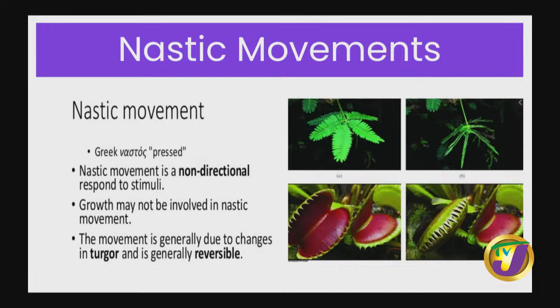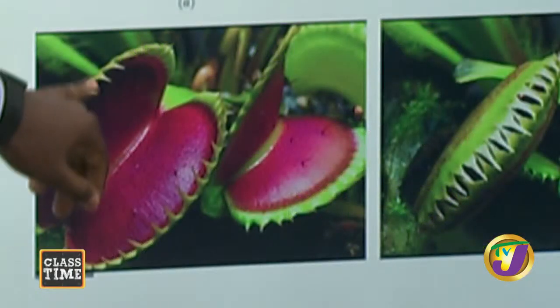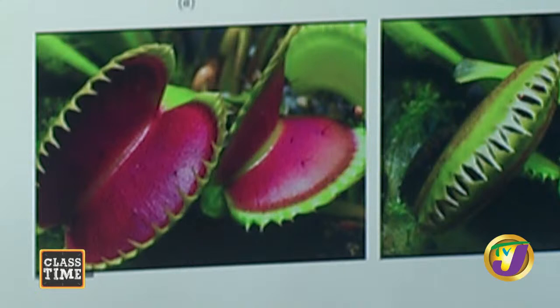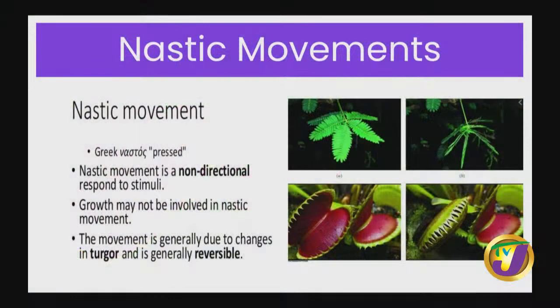And you have the Venus flytrap, which is an insectivore. So even though it's a plant, it feeds on insects. When the insect comes and touches these, right here are sensory hair cells, right? So when the insect touches it, it closes shut, trapping the insect inside, and it secretes enzymes, and that's how this type of plant feeds. That's called a Venus flytrap.